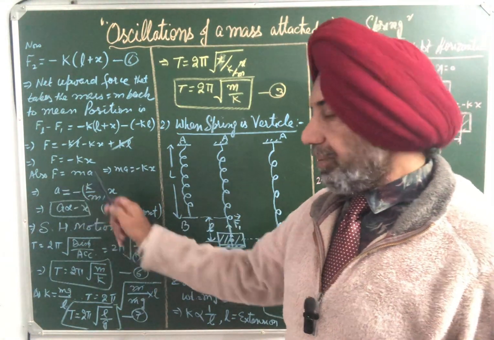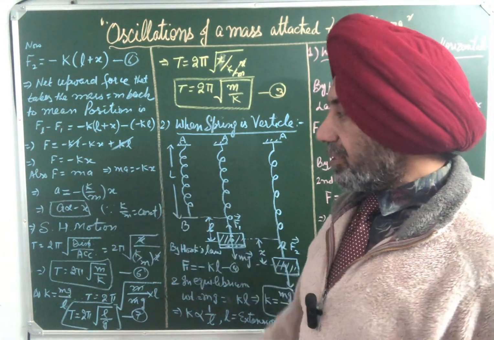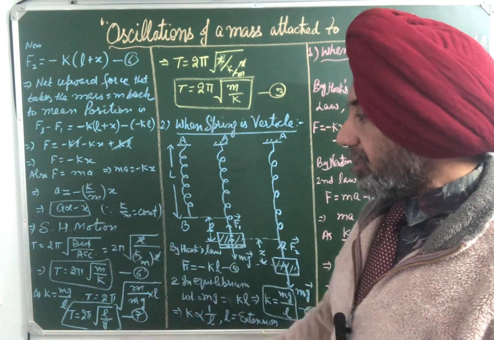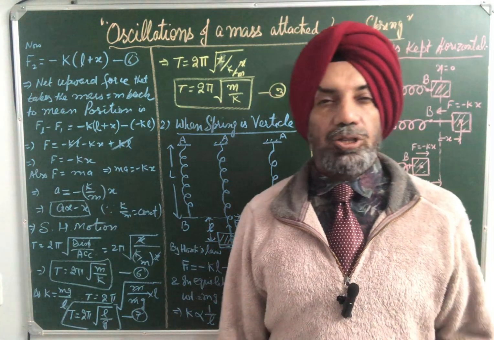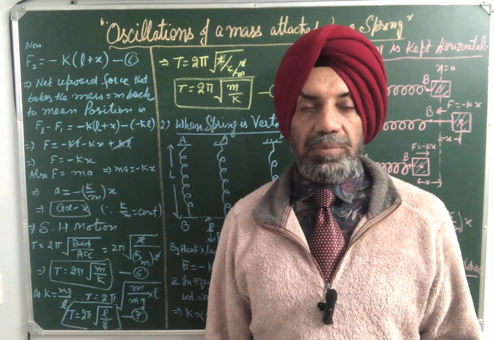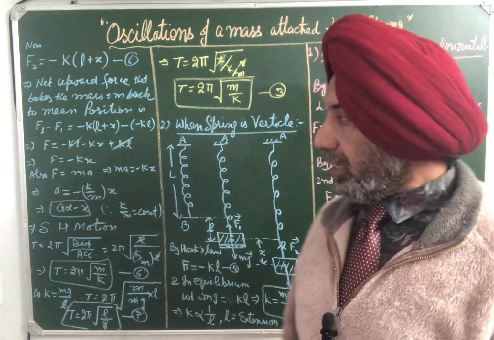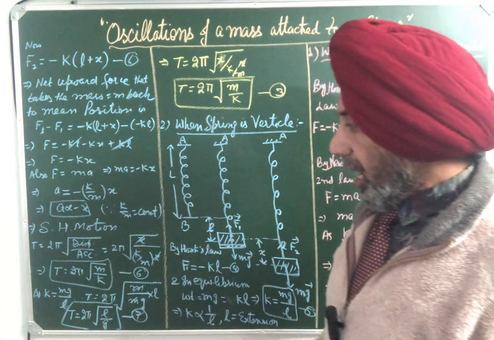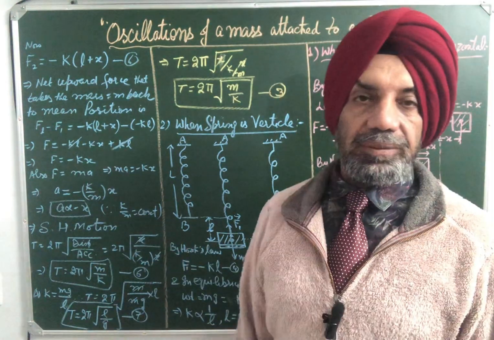Again F is equal to MA, or MA is equal to minus KX, or A is equal to minus K upon M into X, or A is directly proportional to minus X, or K by M is constant. It means oscillations of mass M attached to the free end of the spring kept horizontal, and when it is pulled, are simple harmonic in nature.